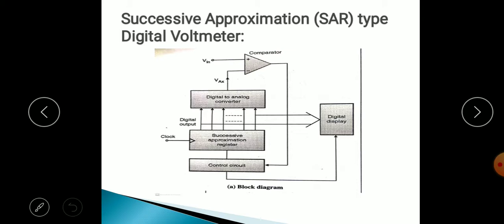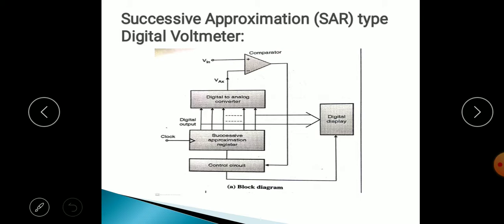Then we get the digital output, which is displayed on the LCD. This is nothing but the voltage. For example, in case of a 5-bit ADC, this comparison is done 5 times. In case of a 16-bit ADC, it is done 16 times, and so on. We have considered the operation with a 5-bit ADC.